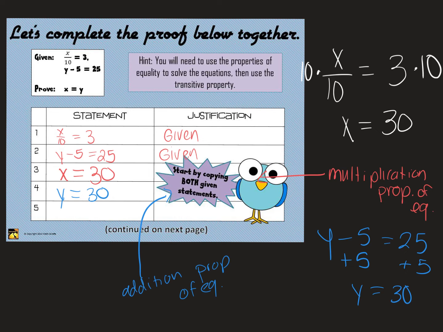Okay? So now we know that x equals 30 and we know that y equals 30. If you don't know where to go next, look at what you're trying to prove. We're trying to prove that x equals y, right? So we have enough information now, since we know that both of those are equal to 30, we can say that x is equal to y.